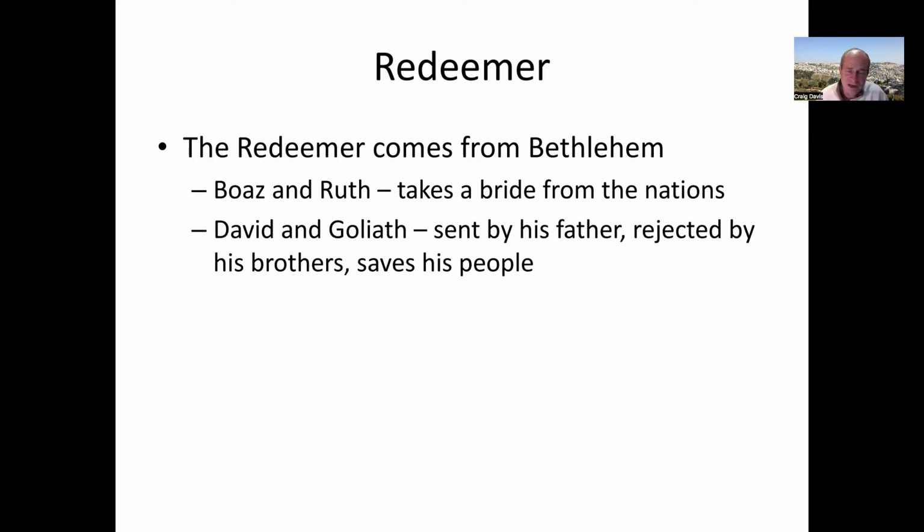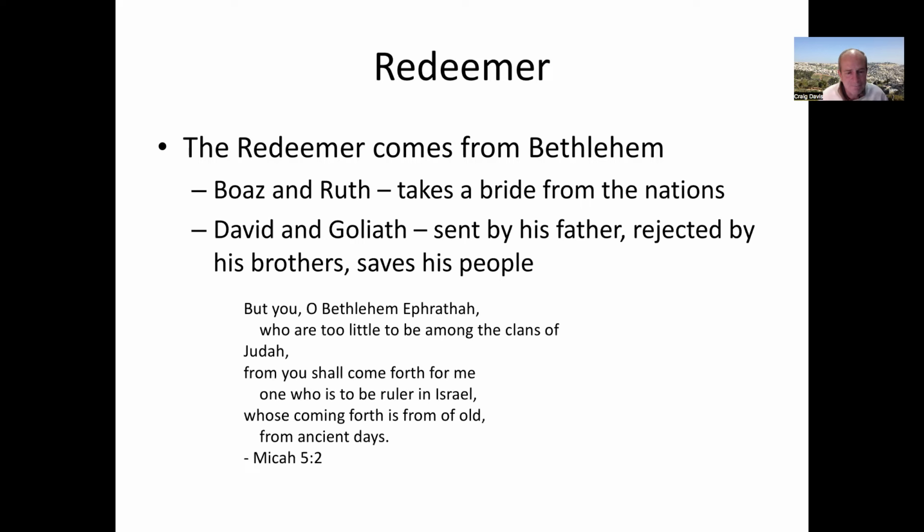In the story of David and Goliath, the Redeemer is sent by his father. He's rejected by his brothers. Do you remember in that story how his brothers were tacky to him when David shows up? And then David saves the people. And the prophet says, "But you, O Bethlehem Ephrathah, who are too little to be among the clans of Judah, from you shall come forth for me one who is to be ruler in Israel, whose coming forth is from of old, from ancient days." So the prophet is saying the same thing that the stories say.